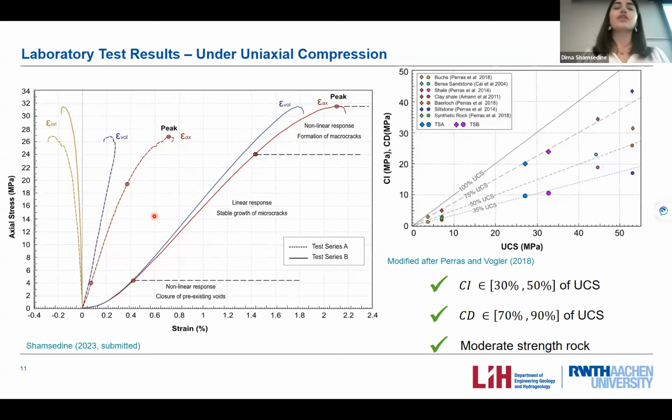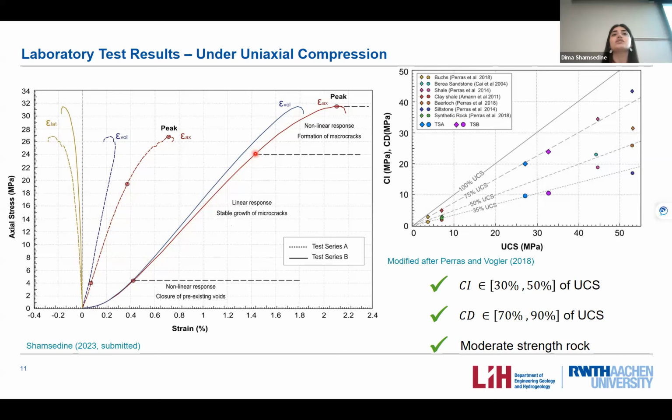And the behavior of the sample is obvious in the case of test series B. As we start applying the load, we can see this nonlinear behavior here, which is the crack closure behavior, until reaching a crack initiation threshold. The crack initiation threshold is identified using the lateral strain. It's not pinpointed here, but we can still see the linear relationship between the axial stress and the axial strain curve, the red one, in which we have a stable crack growth in the sample.